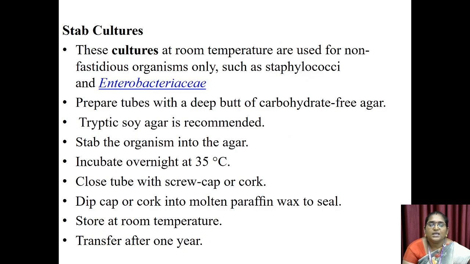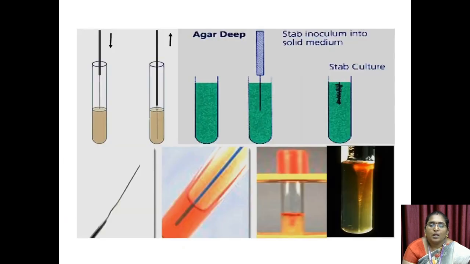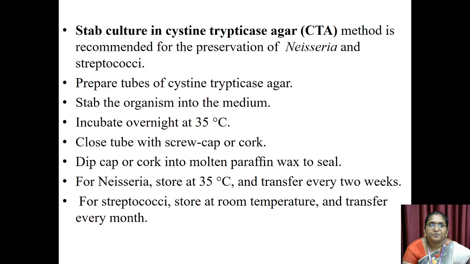Stab cultures. These cultures at room temperature are used for non-fastidious organisms only, such as Staphylococci and Enterobacteriaceae. Prepare tubes with a deep butt of carbohydrate-free agar. Tryptic soy agar is recommended. Stab the organism into the agar. Incubate overnight at 35 degrees Celsius. Close the tube with a screw cap or cork. Dip the cap or cork into molten paraffin wax to seal. Store at room temperature. Transfer after 1 year. This is the agar deep.